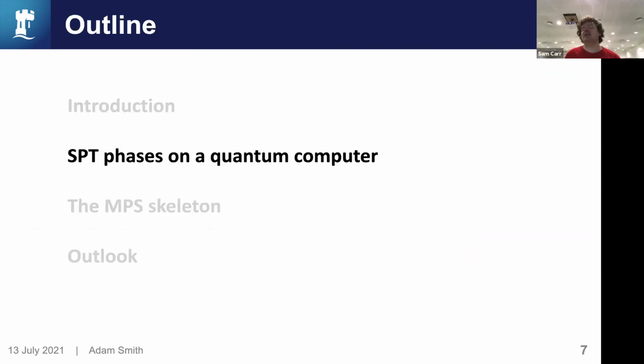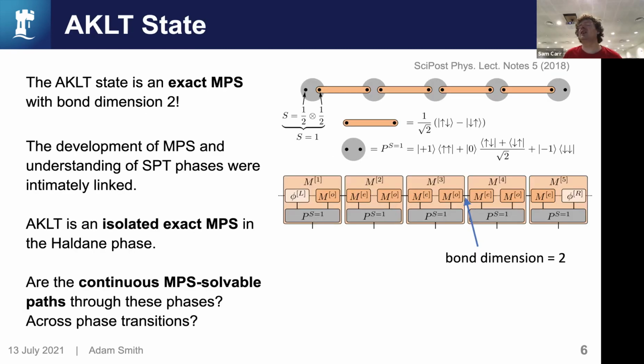Can I just ask a question quickly? Yes. So by MPS solvable, you mean something that has a finite bond dimension and is exact? Is that what you mean by MPS solvable, or are you going to explain? Yes, yes. So that is a term I introduced without explaining. By MPS solvable, we mean the Hamiltonian has a ground state which is exactly representable by a finite bond dimension MPS. Okay, thank you.